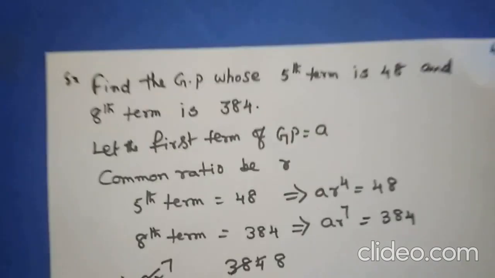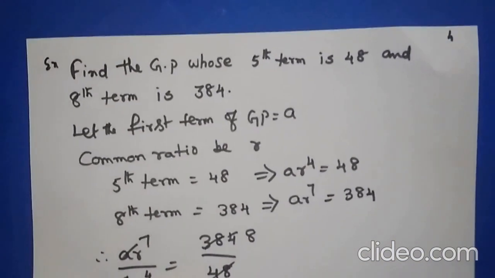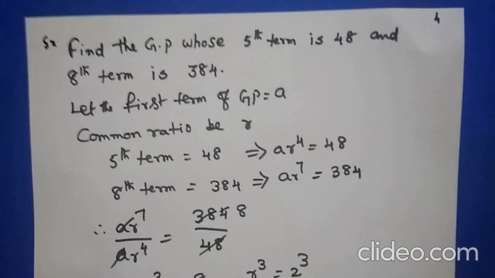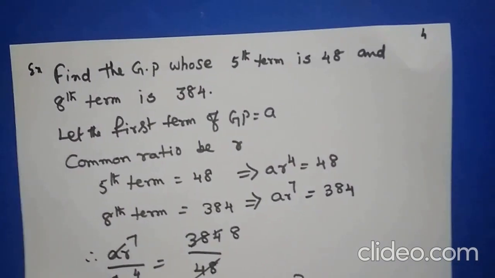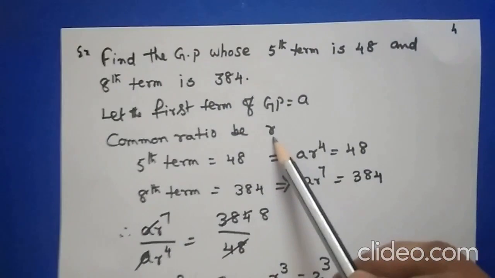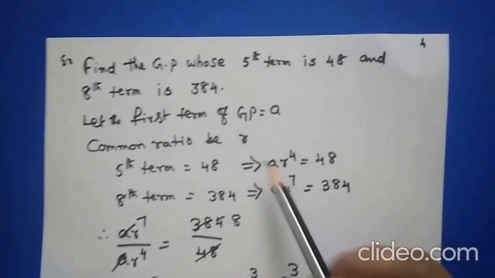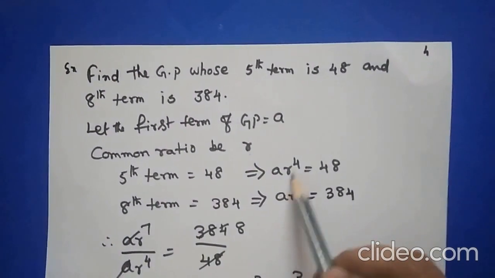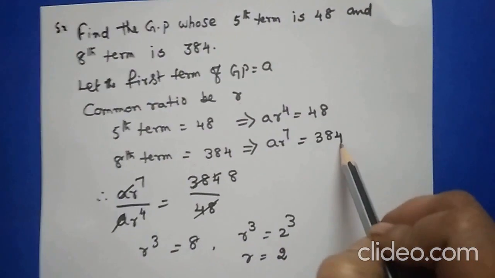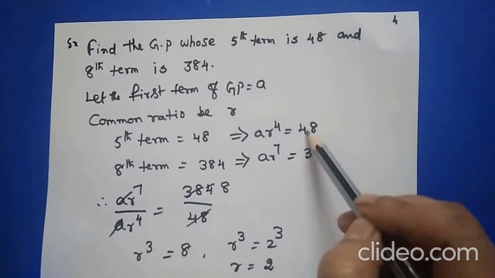Next, one more example. Find the GP whose fifth term is 48 and 8th term is 384. Here, the fifth term is given as 48. 8th term is given as 384. Now, we have to find the GP. Let the first term be A, always the first term is represented by A and common ratio represented by R. Now, fifth term, what is the formula? AR power n minus 1, AR power 5 minus 1. Therefore, AR to the power of 4 is equal to 48. 8th term is AR power 7 is equal to 384. Now, dividing AR power 7 by AR power 4 is equal to 384 by 48.